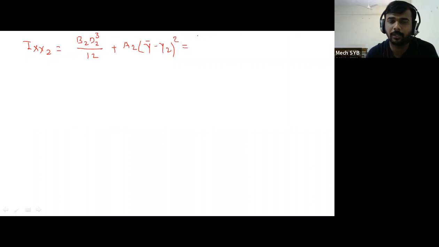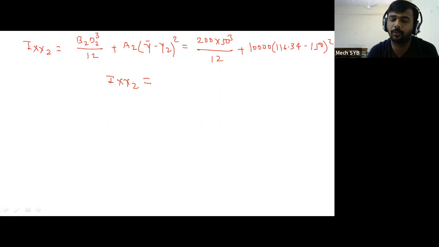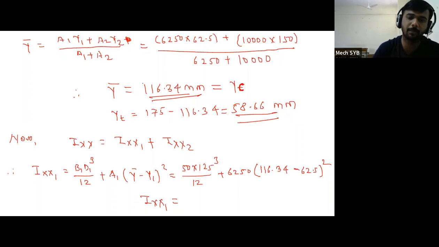Similarly, Ixx2 is equal to B2 D2 cube divided by 12 plus A2 in bracket y bar minus y2 bracket square. So the value is 200 into 50 cube divided by 12 plus 10,000 in bracket 116.34 minus y2 150 bracket square. So Ixx2 is equal to, tell me the values. Send your answers in the chat box. Ixx1 is equal to and Ixx2 is equal to.